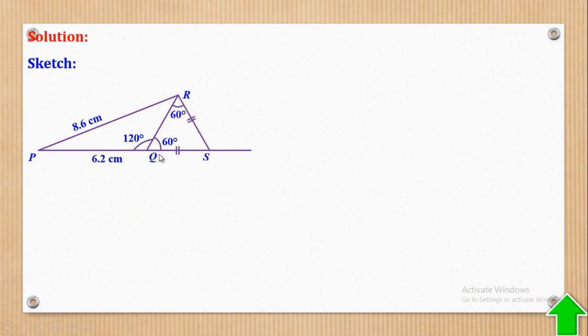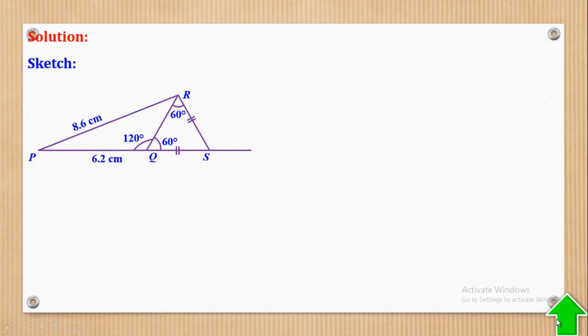Now they told us that RS is equal to QS. What does that mean? It means that this is an isosceles triangle whereby this side is equal to this side, meaning even this angle, if this angle is 60, remember this angle will be 60 because angles on a straight line add up to 180, therefore 180 minus 120 remain with 60. Now because this angle is 60, this angle also must be 60 for this length to be equal to that length. So next they want you to measure RS.